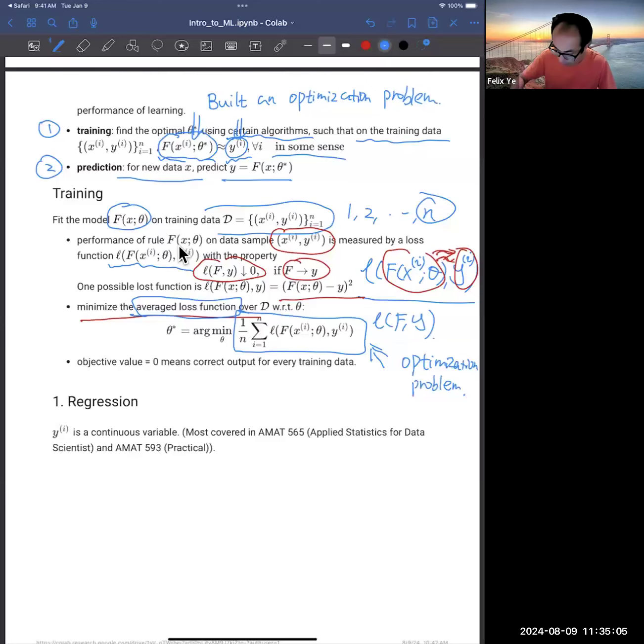And also, if this loss function is precisely equal to 0, that means each component has to be 0. I also want to emphasize another property: this loss should be strictly bigger than or equal to 0, right? It doesn't make any sense to have a negative loss. Loss is always bigger than or equal to 0.